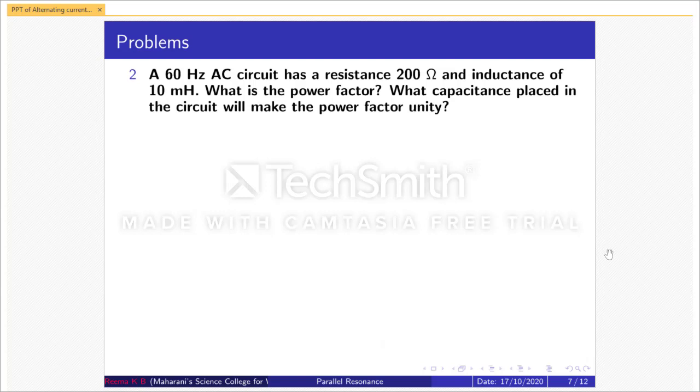Problem number 2. A 60 Hz AC circuit has a resistance of 200 ohm and an inductance of 10 millihenry. What is the power factor? What capacitance placed in the circuit will make the power factor unity?